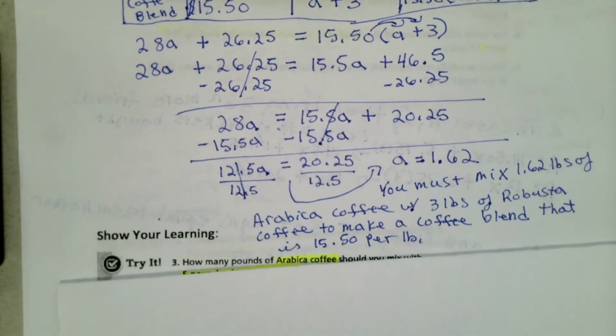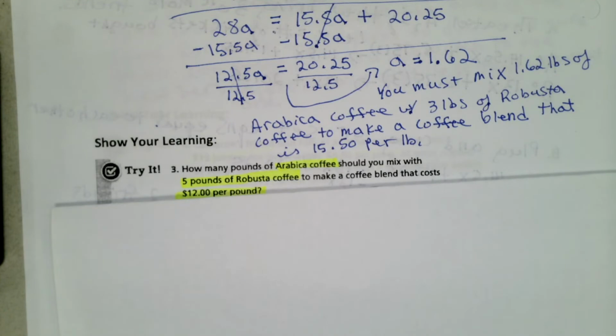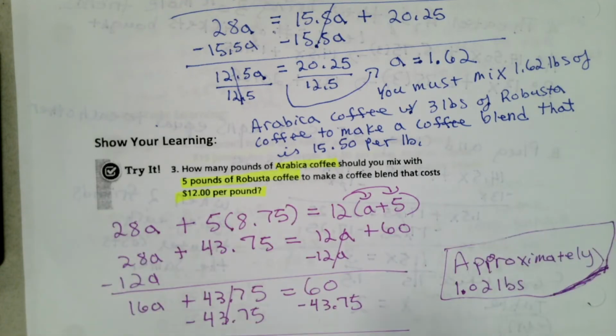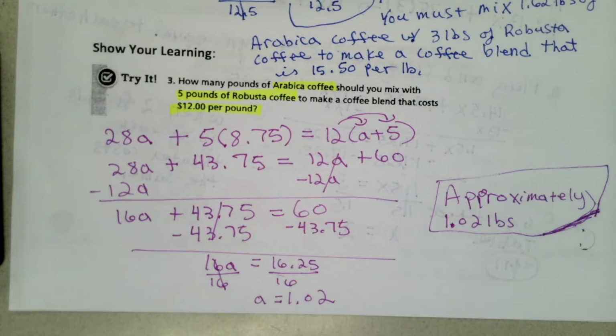So now what I'm going to do is quickly show you your learning. The only thing different in the try it is that it changes Robusta coffee from 3 pounds to 5 pounds. And we still are looking for the amount of Arabica coffee. And instead of $15.50 per pound, it wants you to do 12. I'm going to show you what it should be since this is a redo video. And I want you to pause. I want you to try it on your own. Can you get what I got?